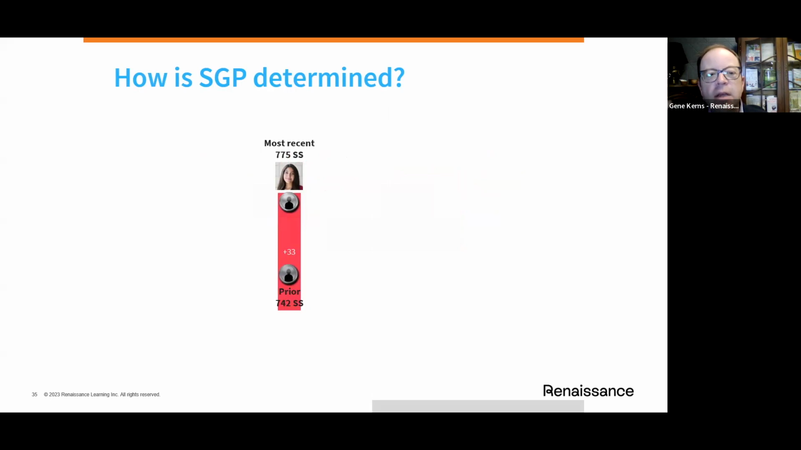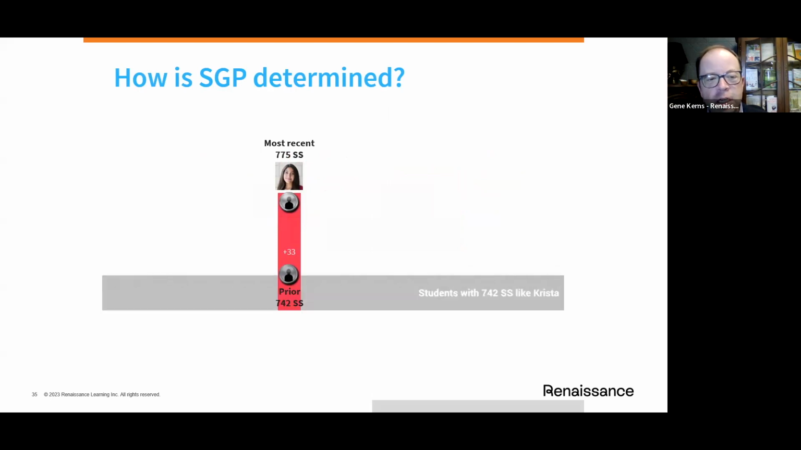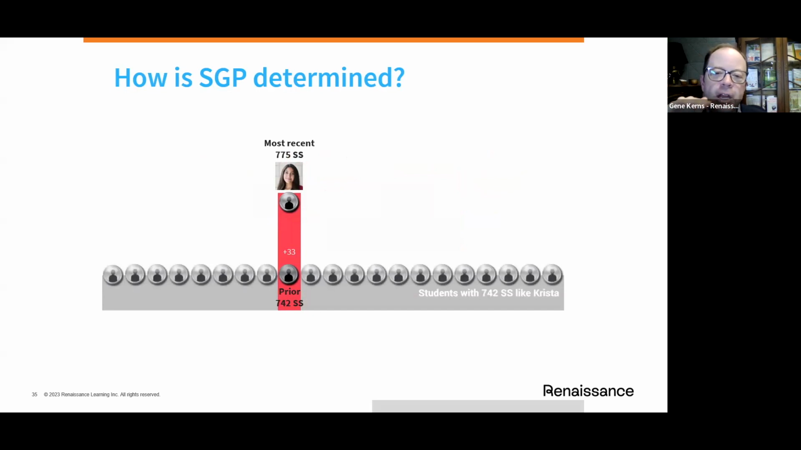We've been talking about her. She scored a 775 in the last round. She began at a 742. If that is all the information that we had for her, then every kid across that line who also started out near 742, that was her peer group. Remember, we compared. We said this is how she stacked up within all of her peers there.